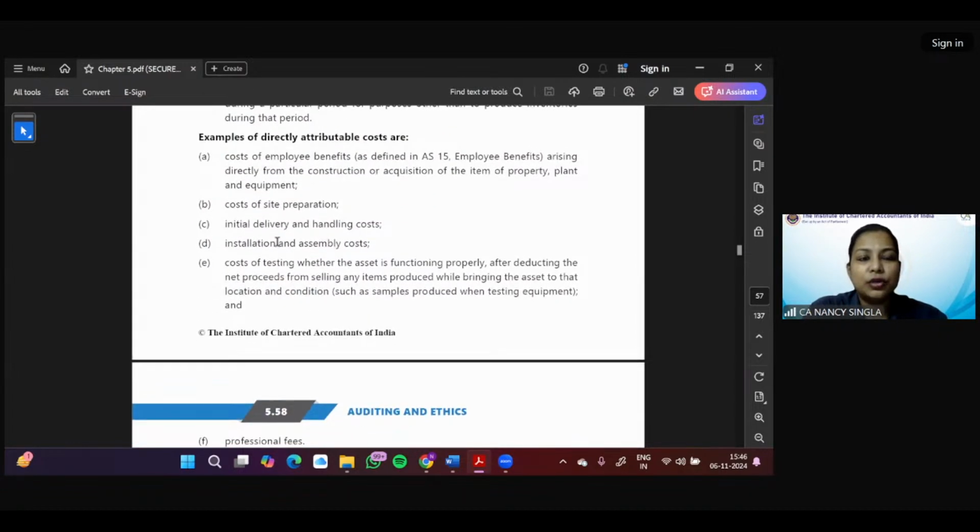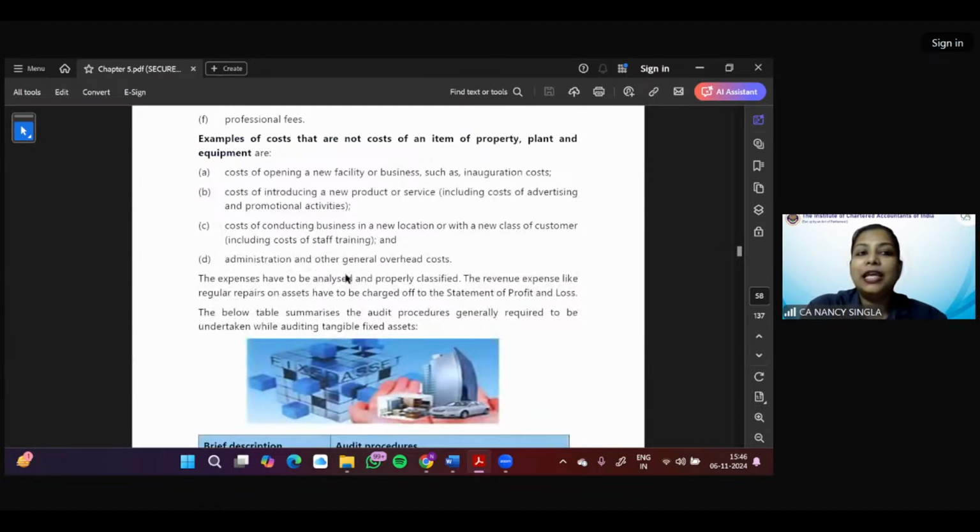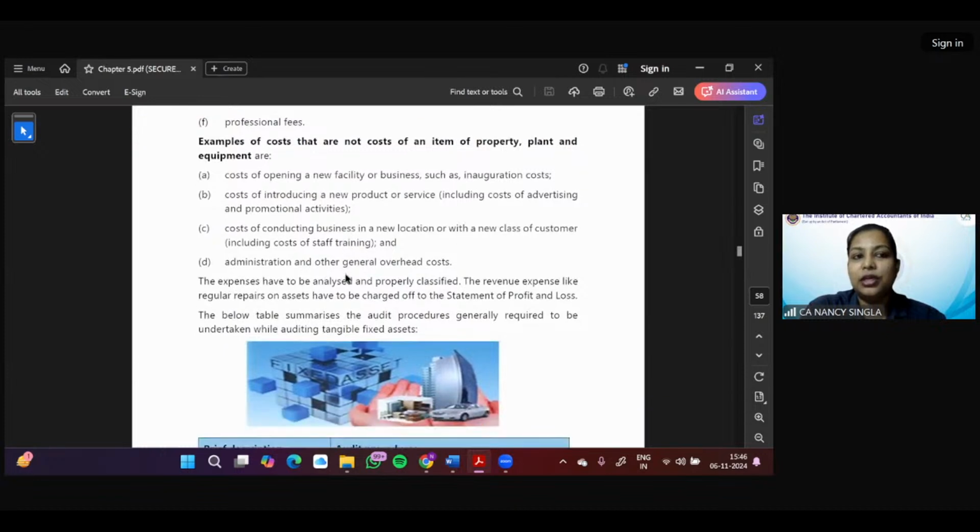So this is given on your page number 5.57. It says directly attributable cost includes the cost of employee benefits arising directly from the construction or acquisition of the item of PPE, cost of site preparation, initial delivery and handling cost, installation and assembly cost, and cost of testing, right? Then professional fees are also included.